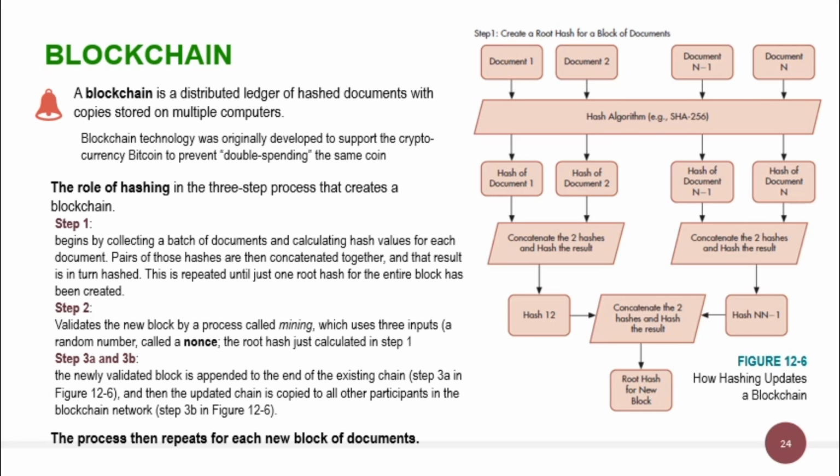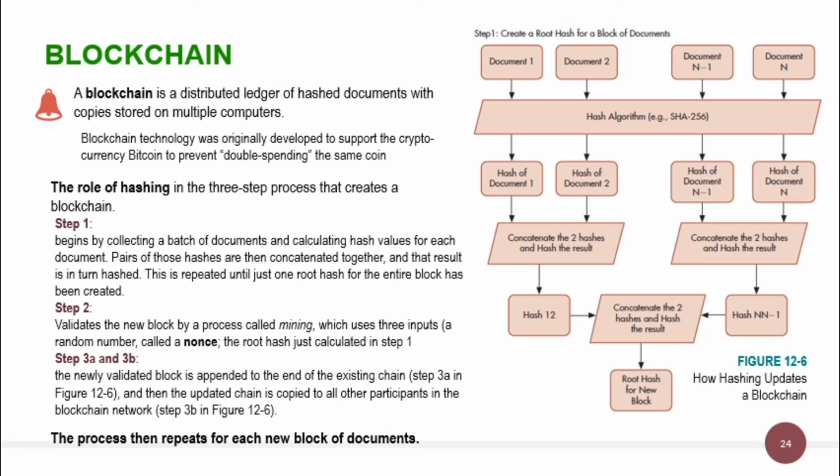Step 2, validate the new block with a nonce, a random number, which is the third input. The random number is called a nonce, along with the root hash just calculated in step 1. This is step 3a and 3b. The newly validated block is appended at the end of the existing chain with the root hash for the new block. And then the updated chain is copied to all other participants in the blockchain network.